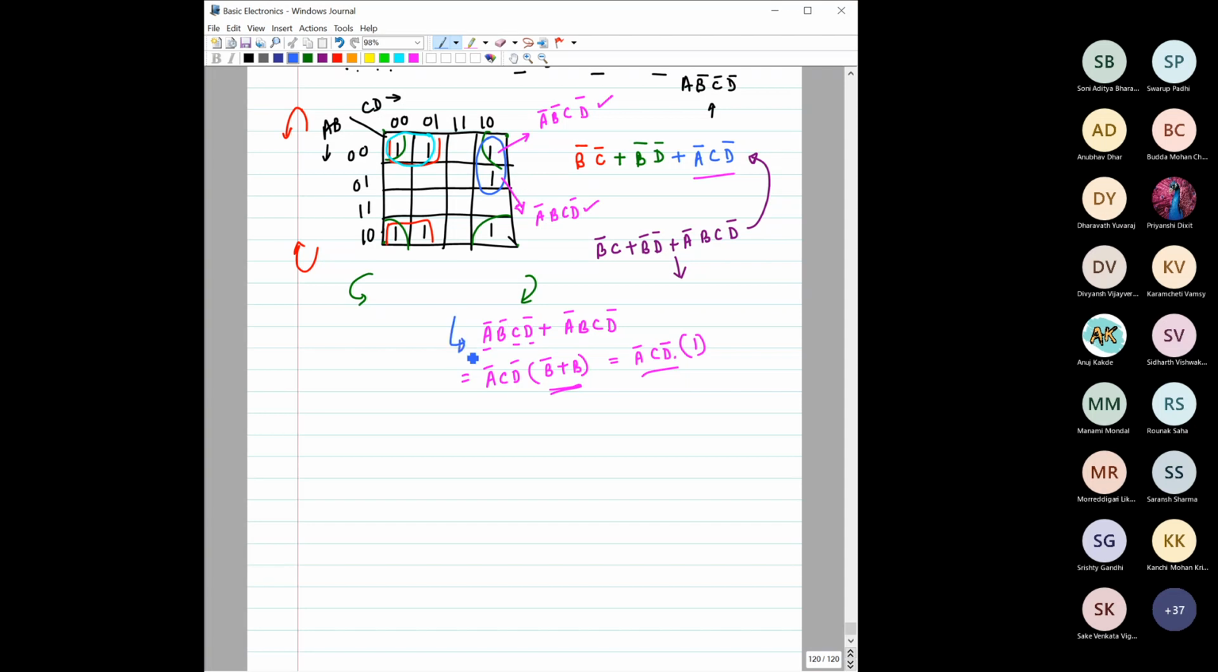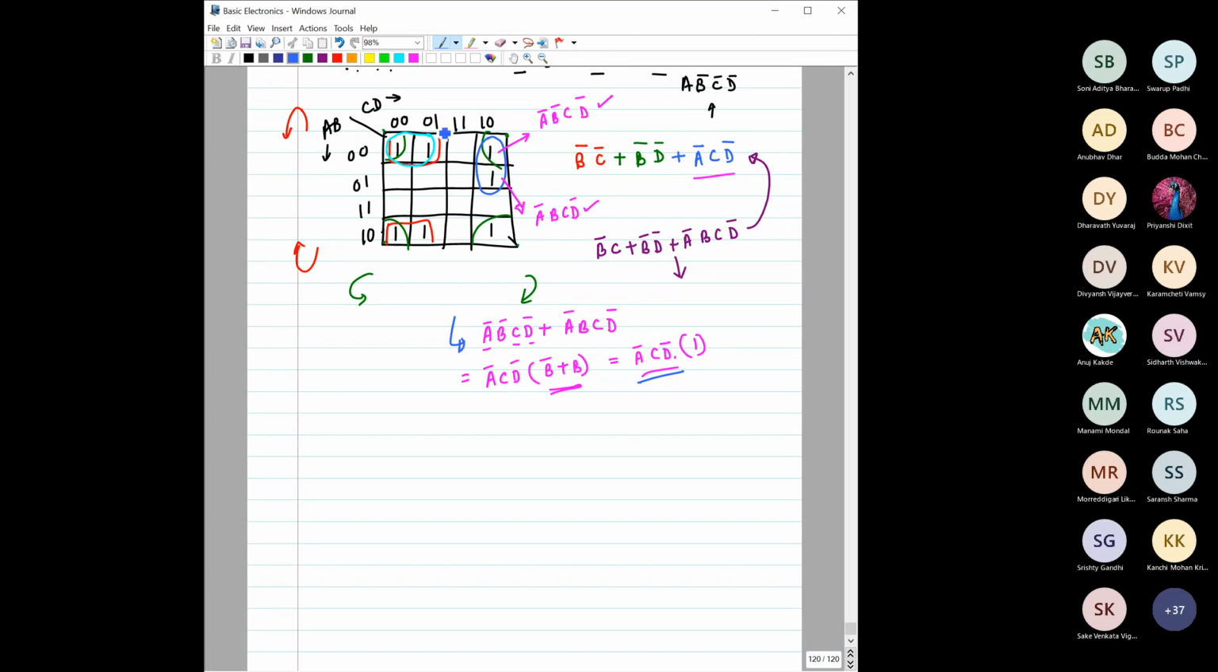From here you can see the minimized expression that is coming out: A, B, C bar, A, C, D bar. That means we are able to eliminate the B. That is because we have combined these two ones, so only one element has been removed.